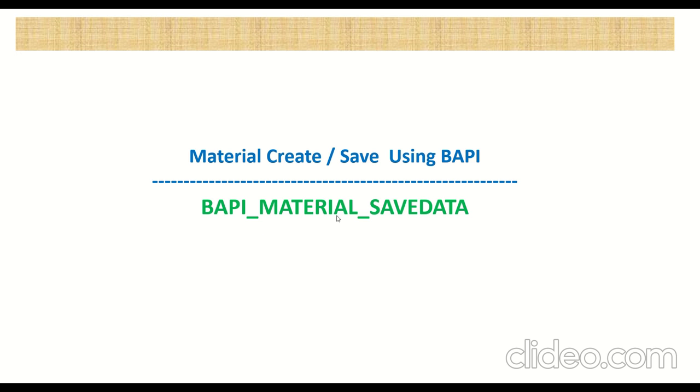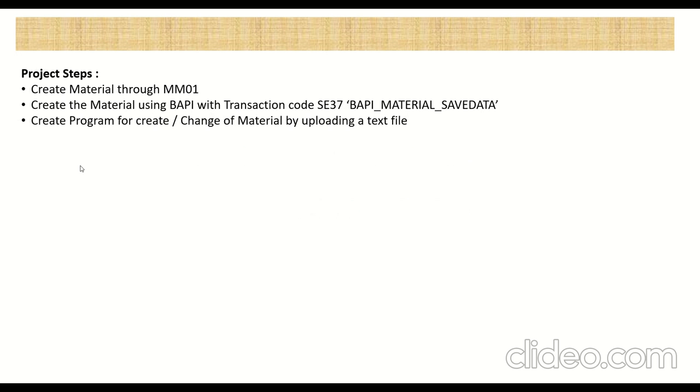Along with this, sometimes the company has a requirement, they have different systems and they want to create the article material from other systems. So in that case, if you are creating any OData service or REST API, in that also we can make use of this BAPI to create the materials.